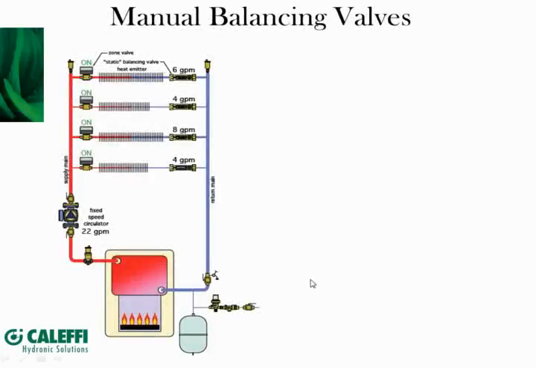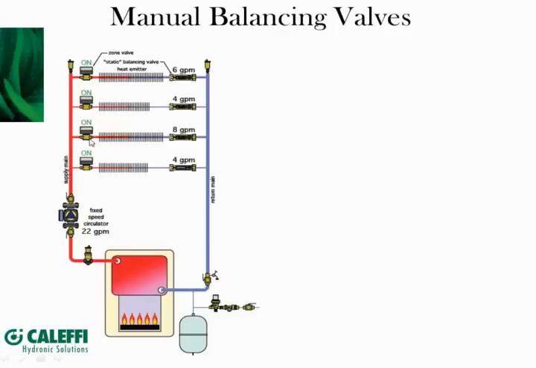Okay? So by way of how these are applied, let's start off by stepping backwards to a manual balancing valve again. So this is a similar circuit that we saw earlier. We see 4 zones, a fixed-speed pump, a boiler. Now, under design conditions, perhaps we set our balancing valve on the top zone to be 6 gallons per minute, 4, 8, and 4, delivering 22 gallons per minute.